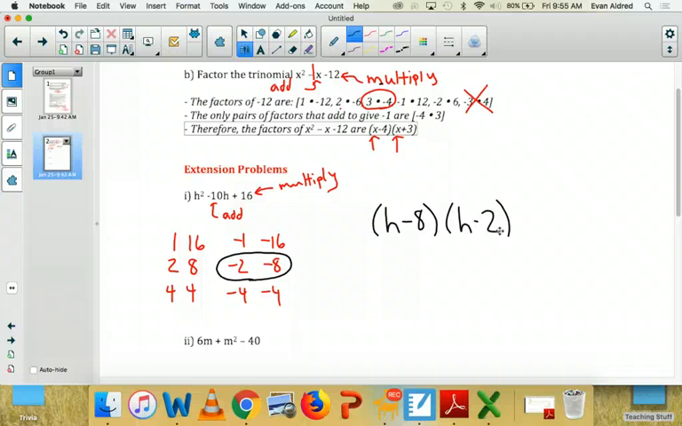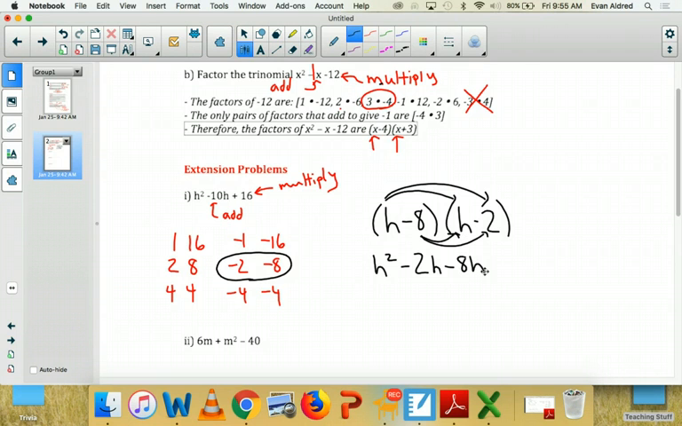And if you don't believe me, let's do a check. Let's distribute the first term of our first binomial by both parts of the second binomial. h times h is h squared. h times minus 2 is negative 2h. Then we distribute the second part of our first binomial by both parts of the second. Negative 8 multiplied by h is negative 8h. Negative 8 multiplied by negative 2 is plus 16. Combine our like terms, and we get h squared minus 10h plus 16.